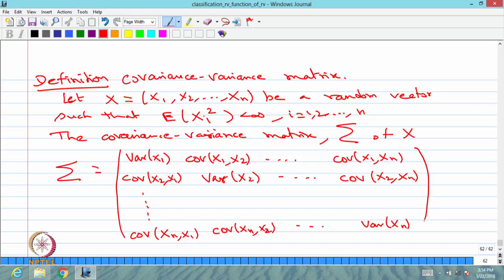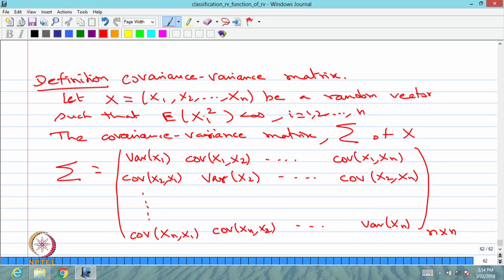So, this matrix is n cross n order. We are creating a covariance variance matrix for n dimensional random variable. Therefore, this matrix is always n cross n, whose diagonal elements are variances of individual random variables, and the other elements are covariance of xi with xj for the ith row and jth column.